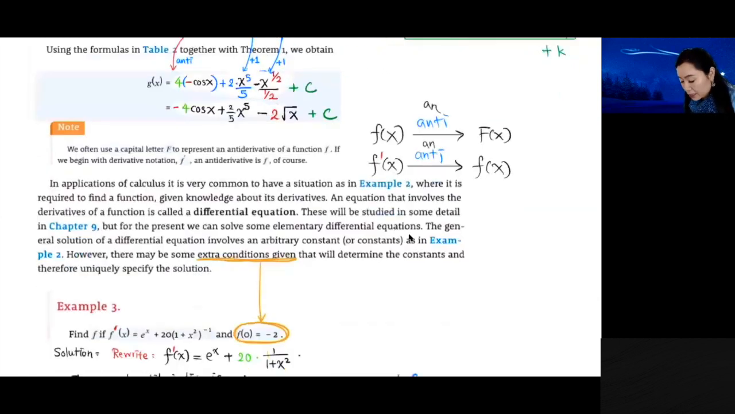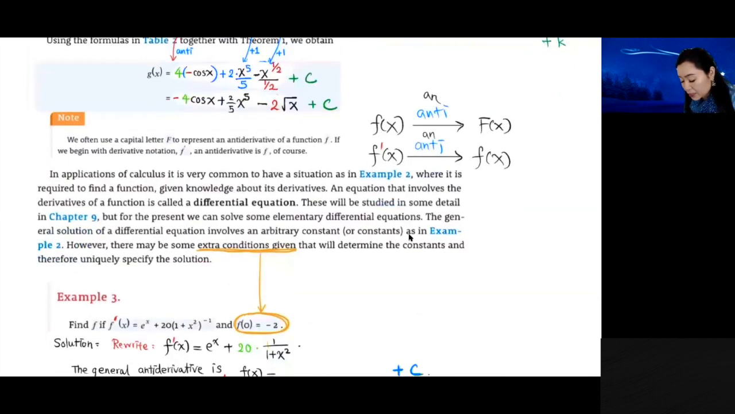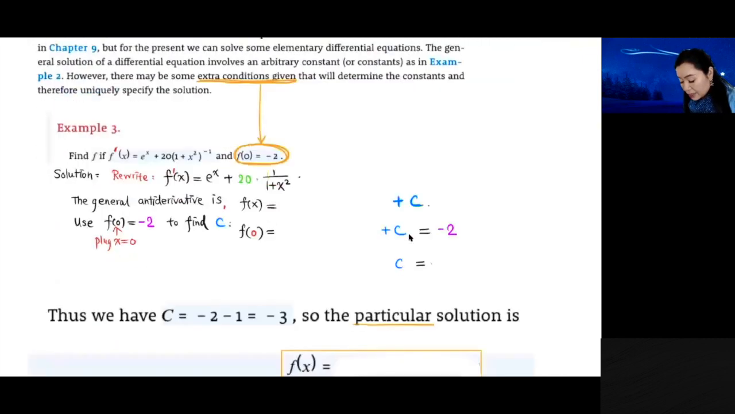Got it? Okay. So notice that we often use the capital F to represent an antiderivative of the small f. Now, if we begin with f prime, then the antiderivative is this f over here. So antiderivative of small f is big F, and antiderivative of f prime is f. And also giving this some initial condition. So we know f of 0 equals negative 2. We try to find this f, the function f.